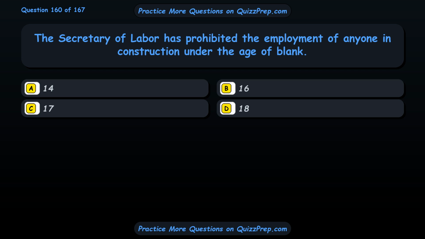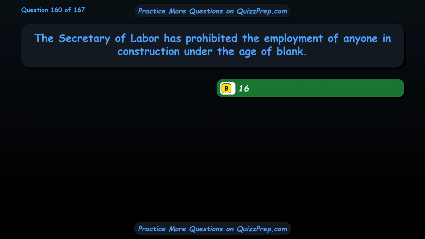Question 160. The Secretary of Labor has prohibited the employment of anyone in construction under the age of blank. Option A. 14. Option B. 16. Option C. 17. Option D. 18. The correct answer is option B.